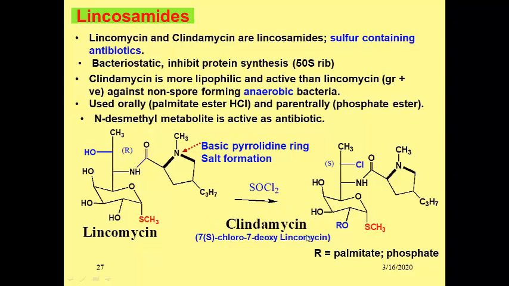How to prepare clindamycin from lincomycin? By thionyl chloride. Thionyl chloride removes the hydroxy and inserts a halogen, chloride. But look at the stereoisomer: the stereo configuration is R in lincomycin, and in clindamycin it is S. Inverted configuration. Is this SN1 or SN2? Good, SN2. SN1 results in racemic, but SN2 results in inverted configuration.